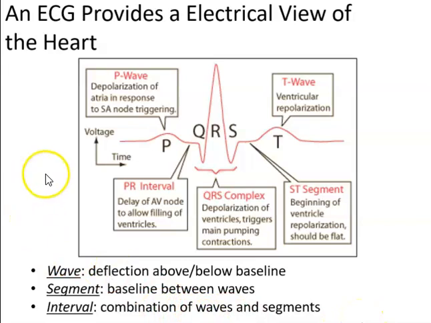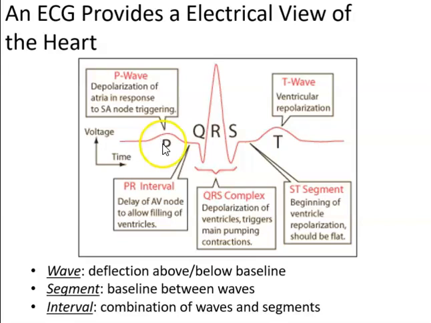So we'll start off first. The x-axis being a representation of time, and then the y-axis is voltage, and that's measured in millivolts, and usually time is measured in milliseconds. So the first wave that we're going to talk about is the P wave. The P wave represents depolarization of the atria in response to an electrical signal coming from the SA node being the pacemaker cell that generates the rhythm and rate of the heart.